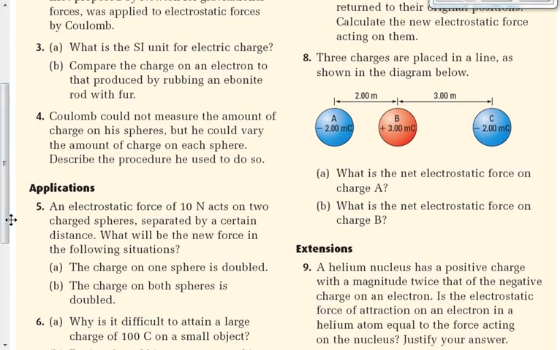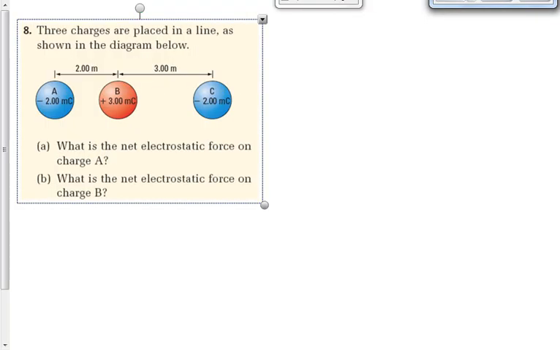We want to find the net electrostatic force on charge A. We also want to find it on charge B in question B, but in the end, question A and B are almost the same thing, right? If you can do one, you're likely to be able to do the other one as well. So question 8 says, 3 charges are placed in a line as shown in the diagram below. This is nice because we have this diagram drawn already. We don't need to draw it. We just draw the arrows indicating the directions here for our free body diagram.